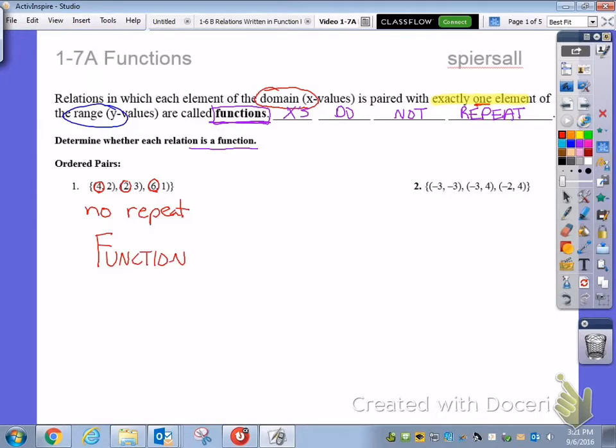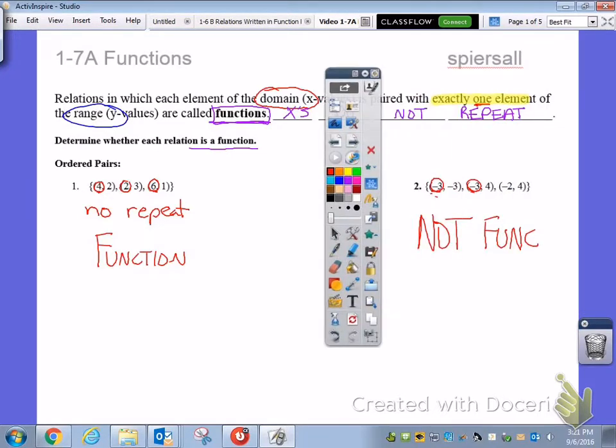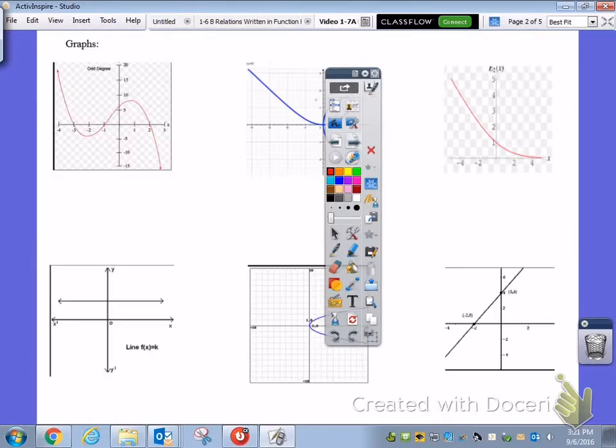Now I'm going to look at the x's over here. I have -3 and -3. Oh, see, they're the same thing. So this is not a function. And the reason it's not a function is because of the repeat. Okay? Because of that guy right there, the -3. Since he repeats, it's not a function. All right? Let's look at a graph.